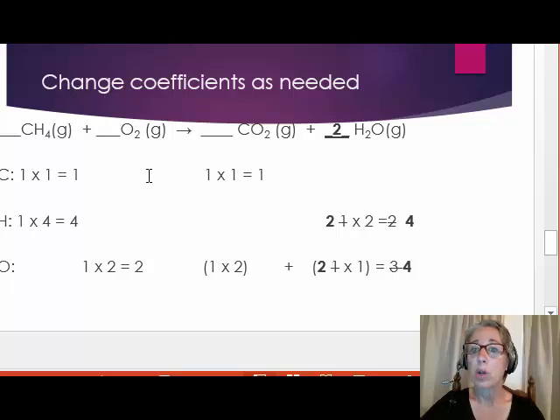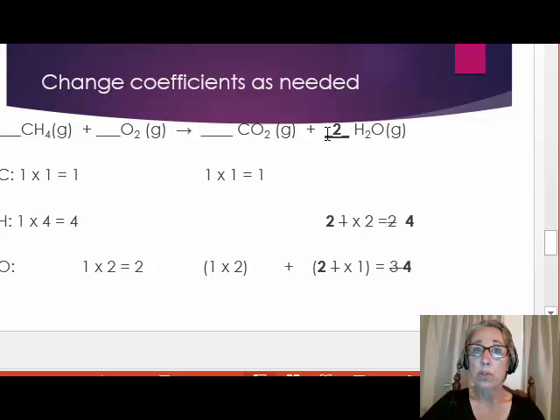Since it's an element on the reactant side, I can change its coefficient to anything once everything is balanced on the right-hand side. To balance hydrogen, I place a coefficient of 2 in front of the chemical formula for water. 2 times 2 is 4, and now my hydrogen is balanced. I have 4 hydrogen atoms on both sides.